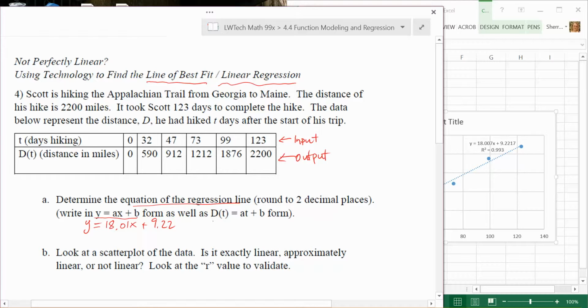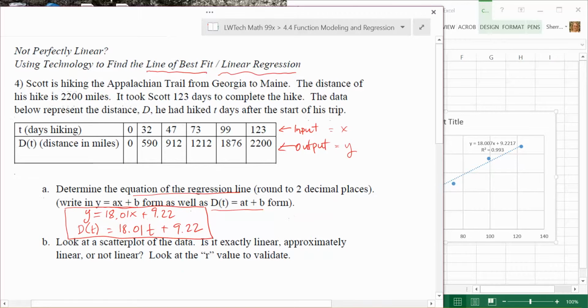Now, here we also would like to write it in function form using the variables that they laid out for us as well. Normally, our input variables are x and our output variables are y. Here, the problem would like us to use t for the input and d of t for the output. So we can just replace those here. So our output is now d of t equals 18.01, our input we want to use as t for the time in days, plus 9.22. So these are our nice formal equations that are our line of regression and our line of best fit.